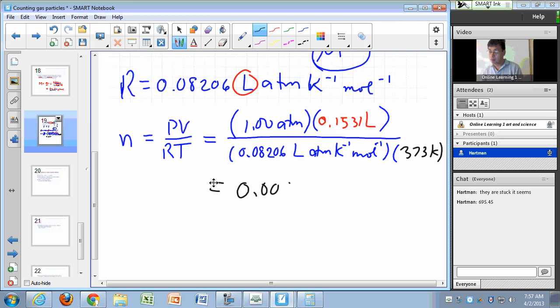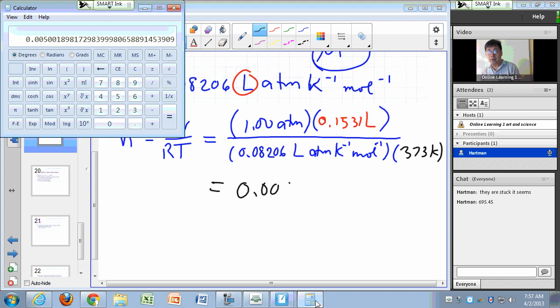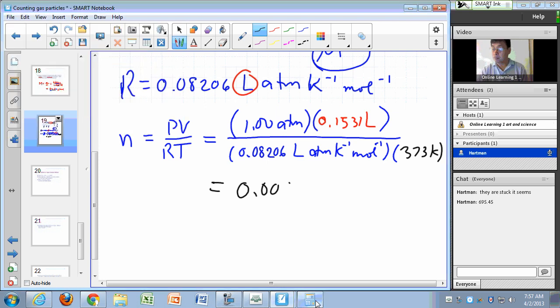Okay, 0.00, two zeros, 5002. Okay, now I should only have 3 sig figs here, but I'm going to keep that extra digit there since I'm going to use this number for further calculation. This tells me the number of moles.